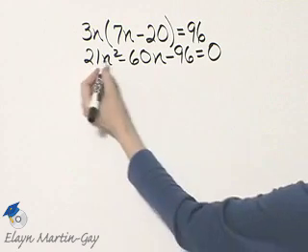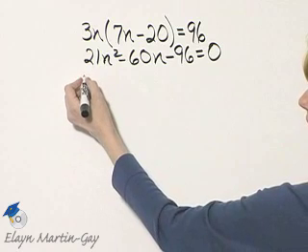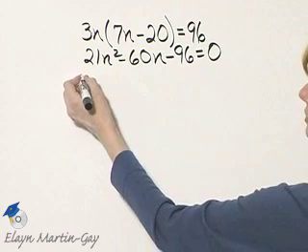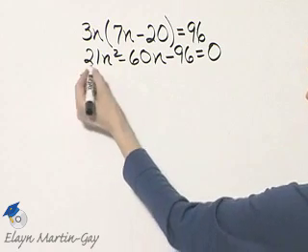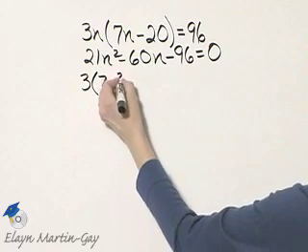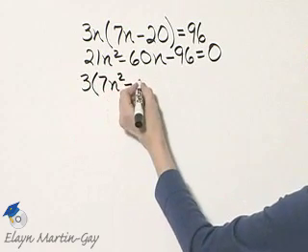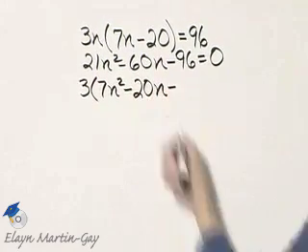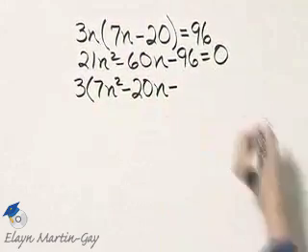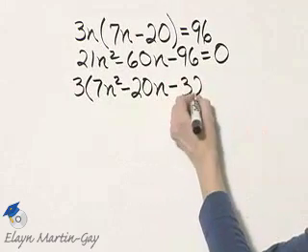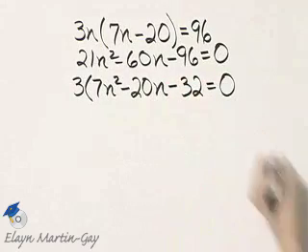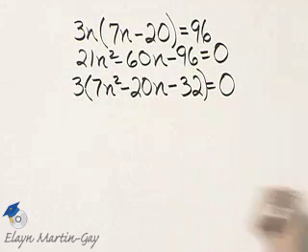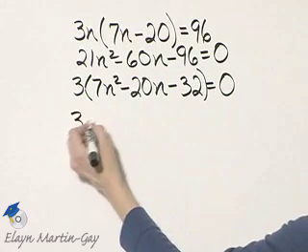Notice there's a common factor here. I believe there's a common factor of 3, so let's factor that out. I'll have left 7n squared minus 60 divided by 3 is 20, so that's 20n, minus 96 divided by 3 is 32, and that's equal to 0. Now let's continue. I'll rewrite my 3.